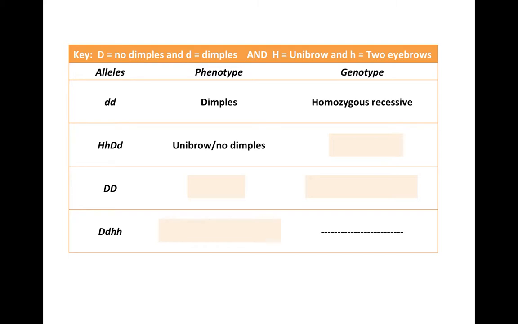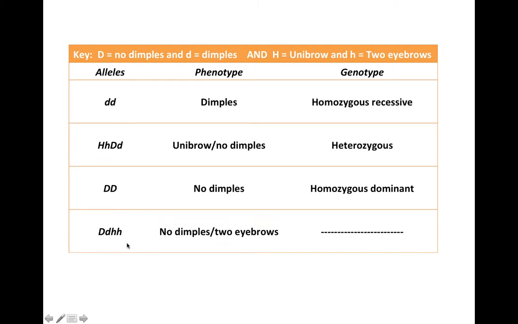What genotype is this one? It's going to be heterozygous. Next one here, big D, big D: what we have here is no dimples. And what is going to be the genotype? I have two dominant alleles, so therefore that is going to be homodominant. And this very last one here, looks like we're going to have no dimples because I have that one capital D, and then two eyebrows because I got two little h's.